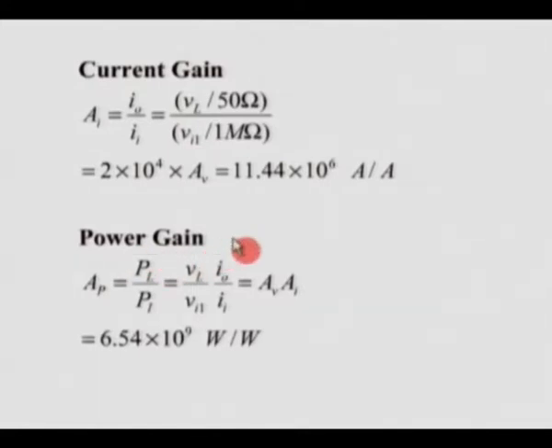Now, the power gain is again calculated as the power PL divided by PI. Now, PL, the power delivered to the load, is VL into I naught, and PI is VI1 into II, so this would be nothing but the product of the voltage gain and the current gain, and this happens to be an extremely large number, 6.54 into 10 power 9.